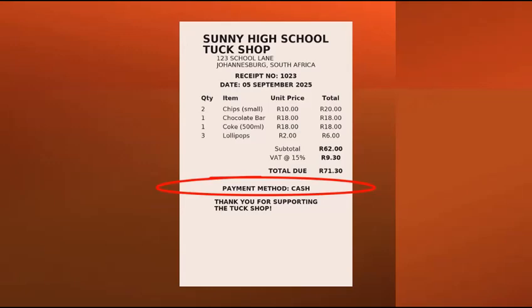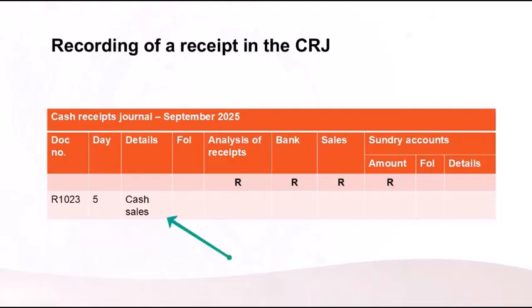So let's go back to our cash receipts journal. In our details column, we will now record the wording cash sales to indicate what the transaction was for, since we did not have the customer name. If we had the customer name, we would have recorded that in our details column. Our next column heading is folio. We are now going to leave that blank for now.